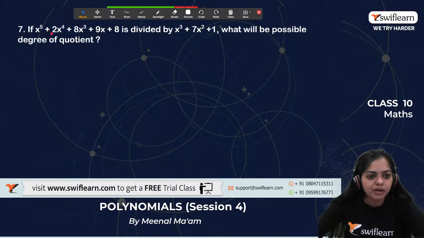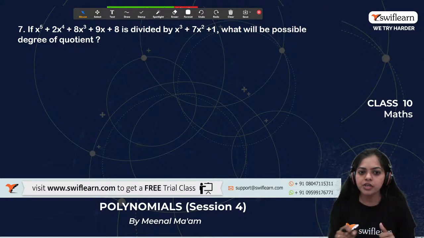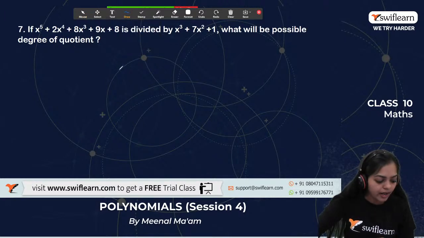If x raised to the power 5 plus 2x raised to the power 4 plus 8x cube plus 9x plus 8 is divided by x cube plus 7x square plus 1, what will be the possible degree of quotient? So here is the question. What will be the possible degree of quotient? So I am waiting for your answers.